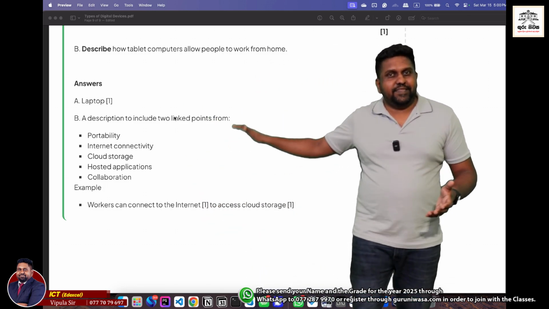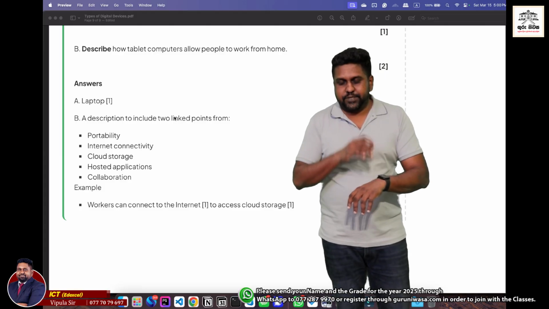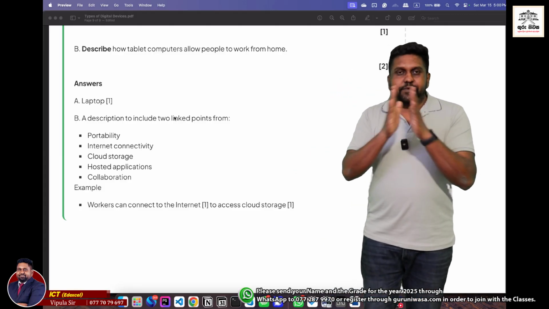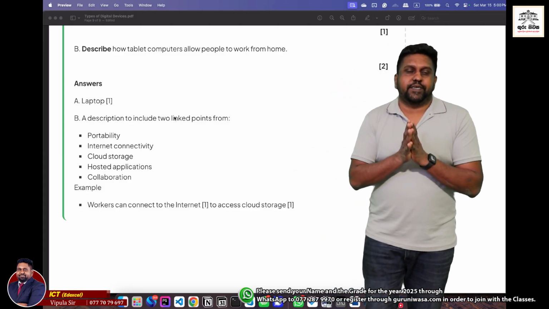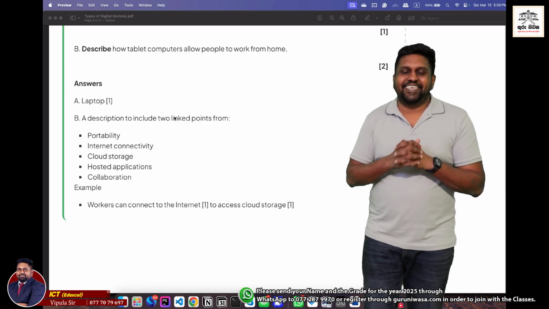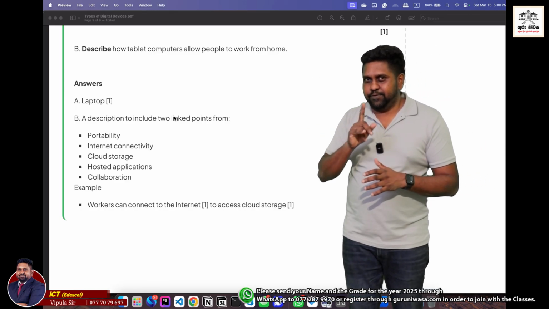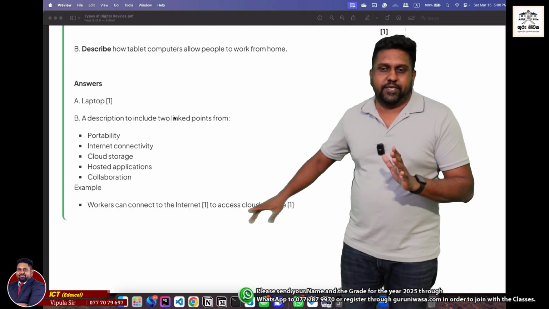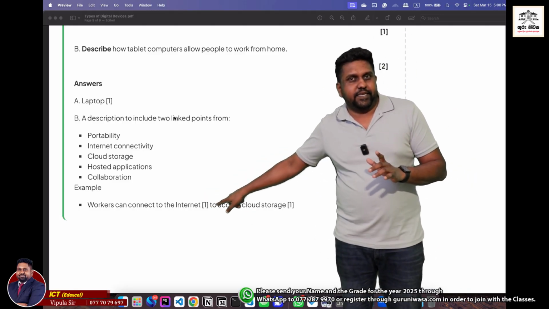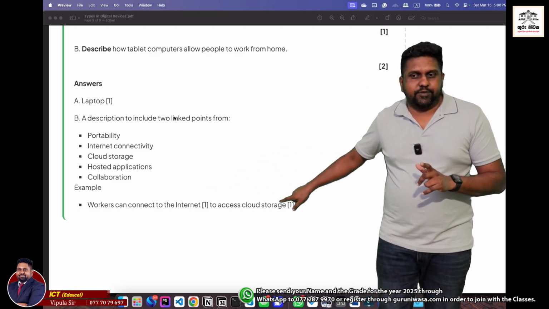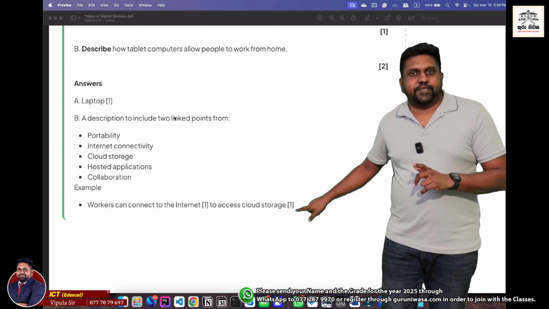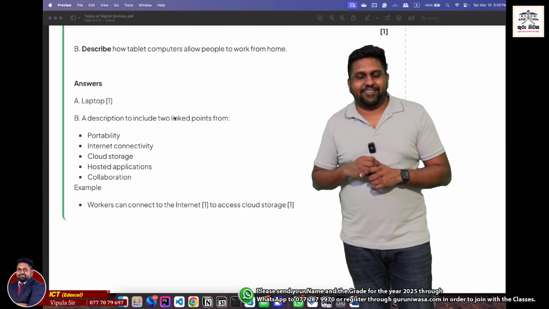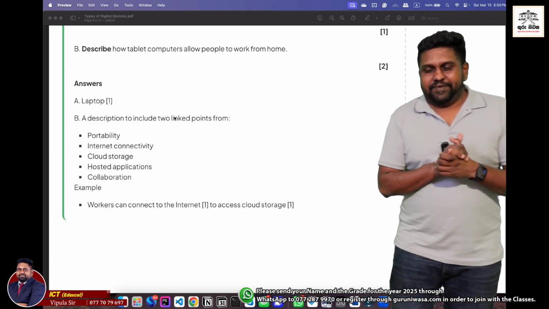So using these keywords, you have the option of coming up with multiple different types of answers. As long as you write the proper keywords, you're going to get the full marks. In this case, internet and the cloud storage basically gets you your 2 marks. Okay, perfect.